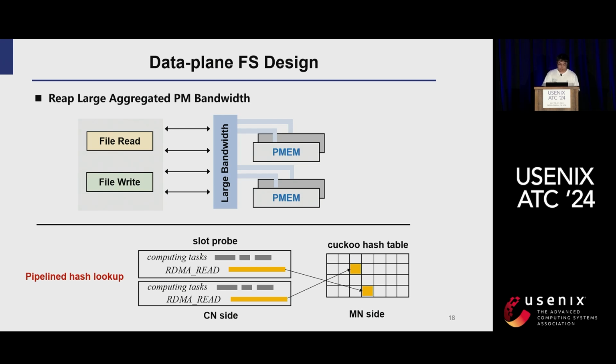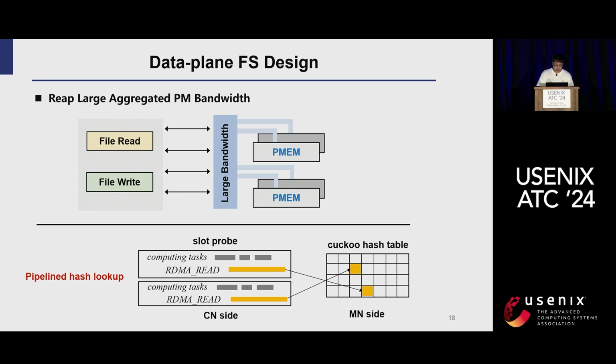Next, we introduce the disentangled data path. It separates the data access from the data processing to leverage the vector lookup interface to saturate the aggregated DPM bandwidth and hide RDMA network latency during data read and write.